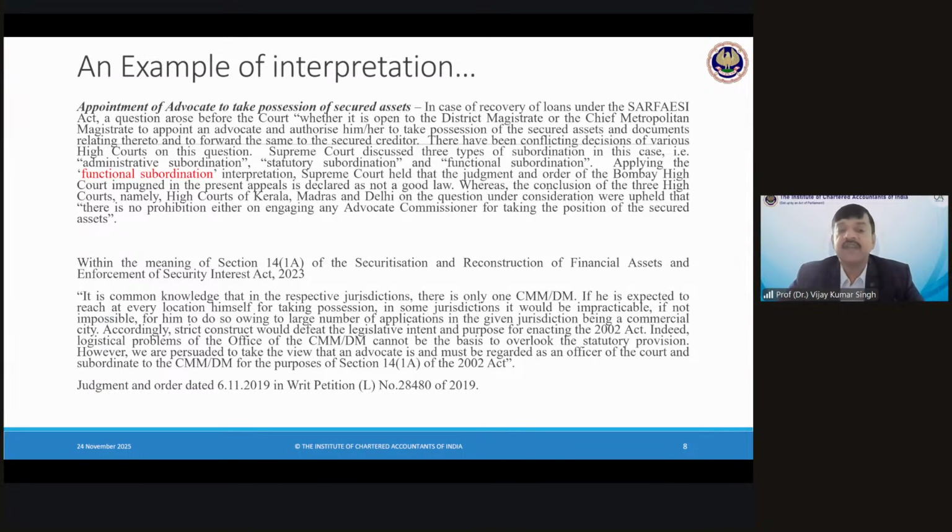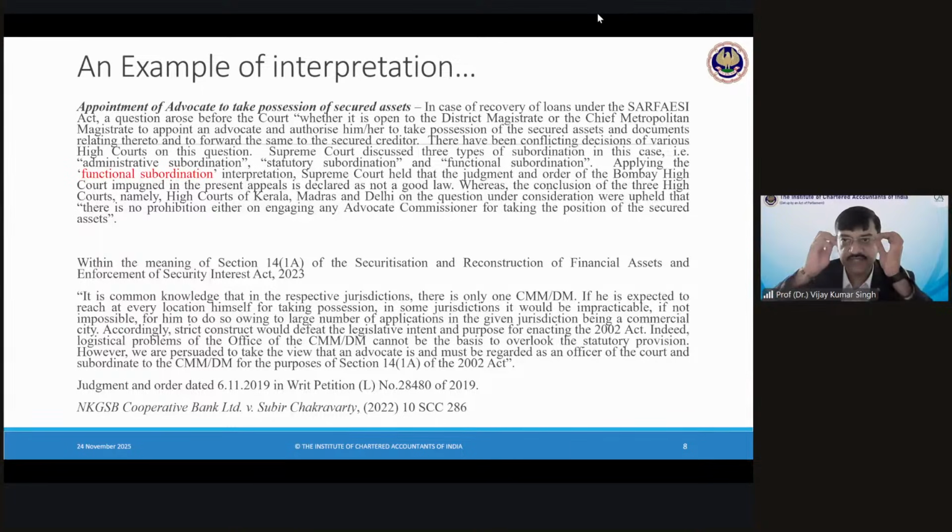So this is a judgment dated 6/11/2019 in so-and-so writ petition, that is NKGSB Cooperative Bank versus Subir Chakravarti, in 2022. This is the decision which was given. So this case shows you the highlight of the interpretation, that how interpretation is done.